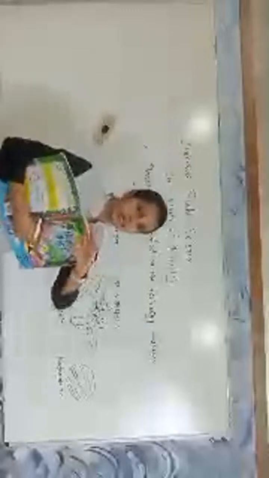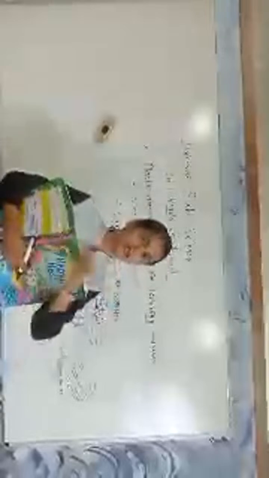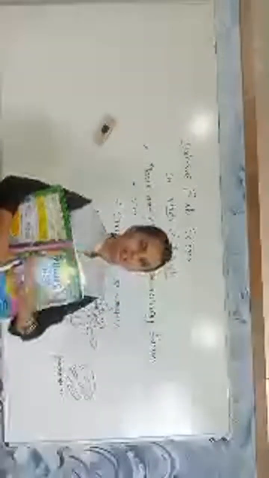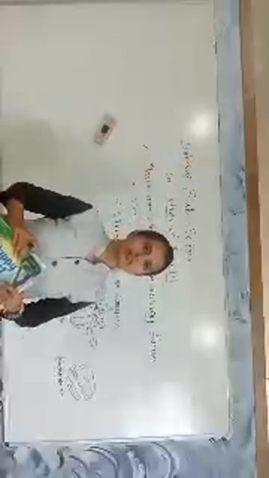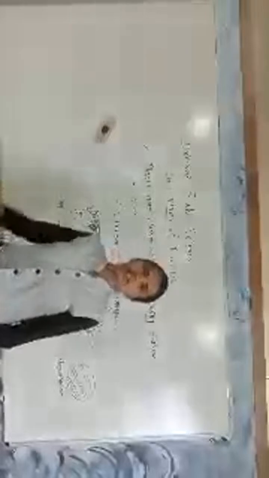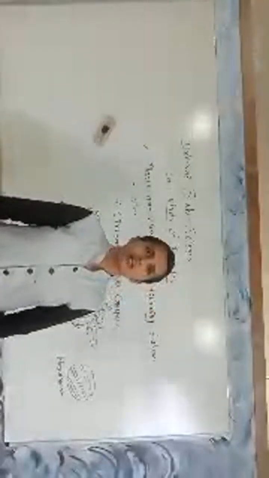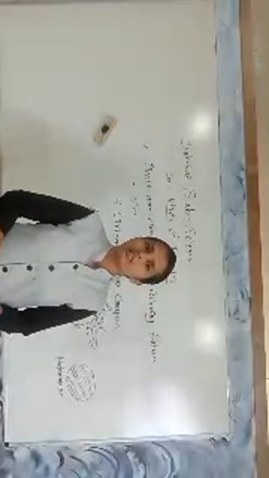Now, let's revise how plants are classified on the following features. First is size. In size, plants are classified as first herbs, which are very small and soft. Second is shrubs, which are medium-sized plants. Third is tree, which are very big and strong plants. Fourth, climbers, which have weak stems and need support to grow and stand. Creepers have weak stems. Creeper plants creep on the ground. They cannot grow like climbers.